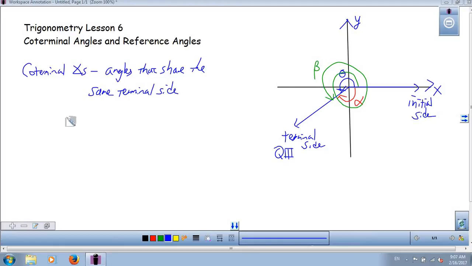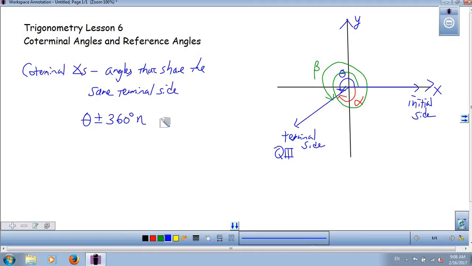But what is their common relationship? How do they all relate to each other? Well, if I look at beta, I rotated one extra rotation, then stopped at the same terminal side. So it's basically the same as theta, but with one extra rotation. And if you remember, one extra rotation is 360 degrees more, or 2 pi radians more. So how do I find a coterminal angle? I simply add or subtract 360 degrees, because every time I end up at the same terminal side, I have to go one more or one less revolution.